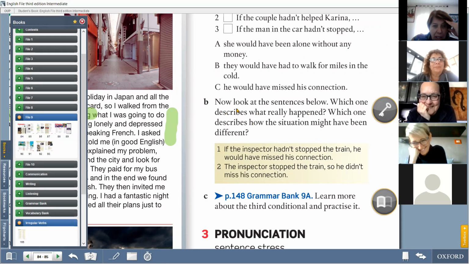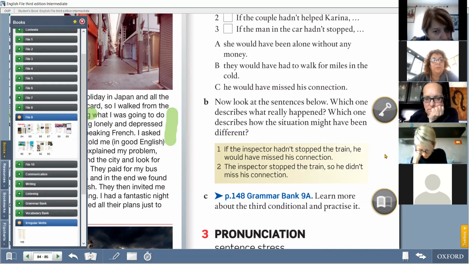Per cui, now look at the sentences below. Which one describes what really happened? And which one describes how the situation might have been different? Per cui abbiamo le due frasi e dovete stabilire qual è quella che descrive cosa accadde realmente e quella che invece descrive la situazione che sarebbe potuta accadere. Ok? Leggetele e poi... Fatto. Vai, dimmi Carla.